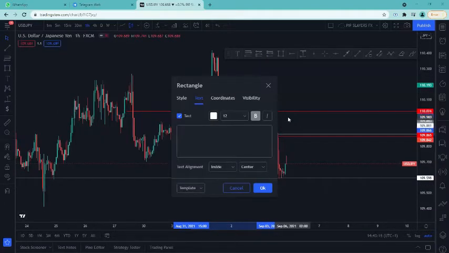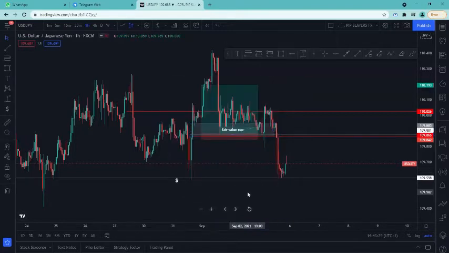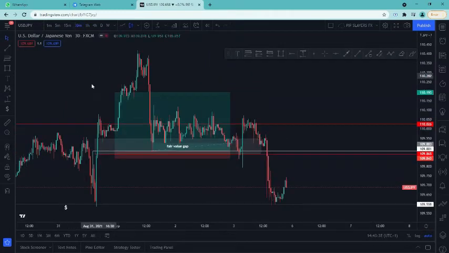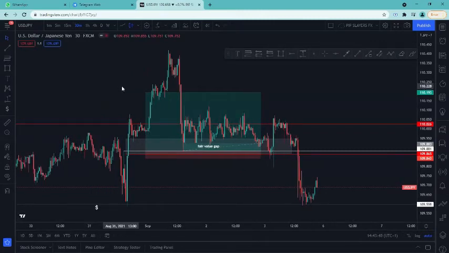So we have the fair value gap. Now moving on to another lower time frame. Since we can't use this, the order block is very, very large, and the risk is very, very large as well. So on the 30-minute time frame, we have yet another fair value gap, otherwise known as an imbalance.